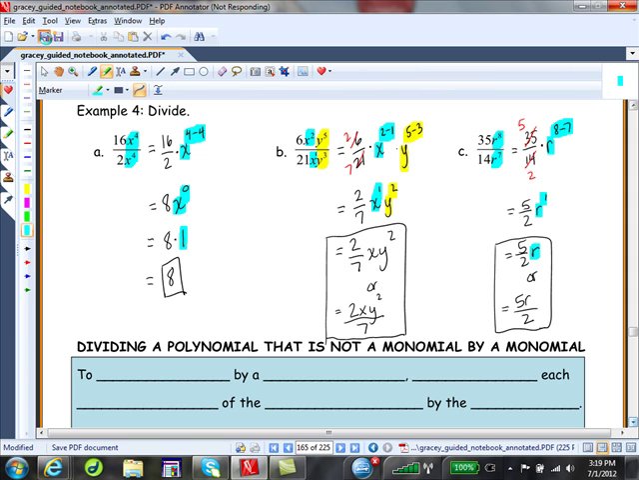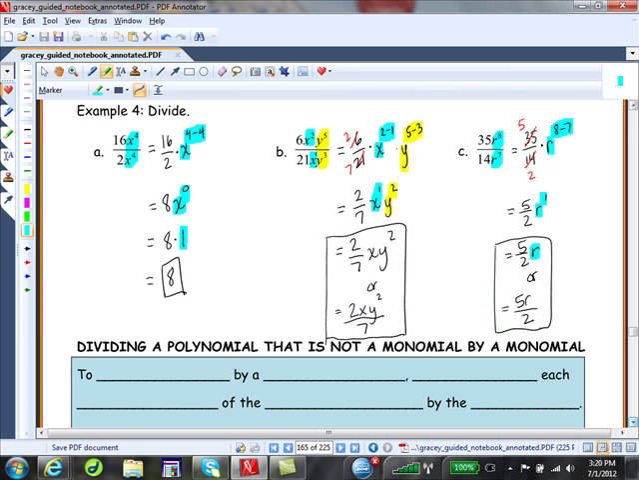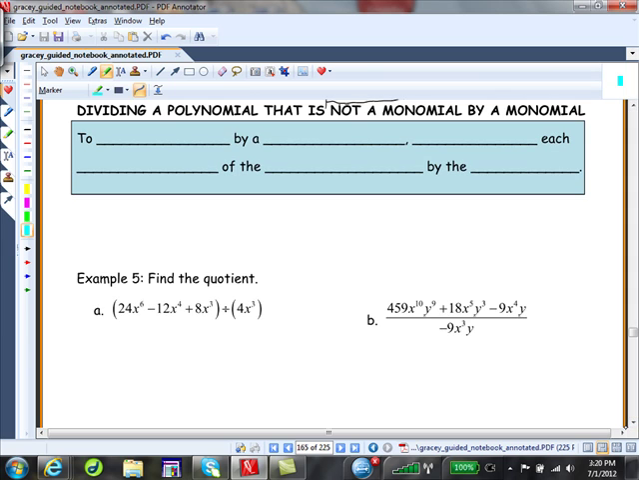So here we go with the next step. We're going to be dividing a polynomial that is not a monomial by a monomial. Okay? So in order to do this, it ends up turning into like a sum or difference of problems where you've got monomial divided by monomial like we just did. But you have to do a little bit of work to get there. So scroll down here.